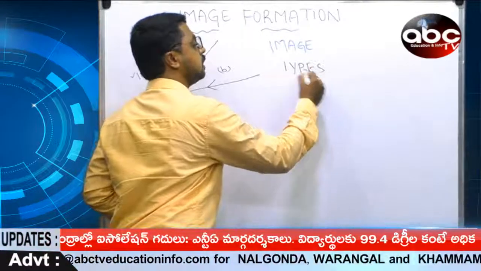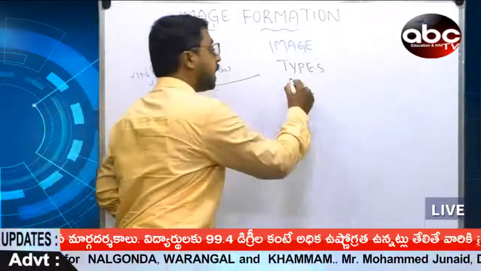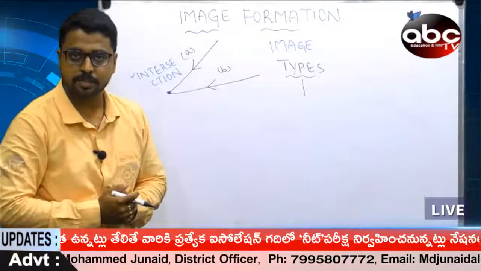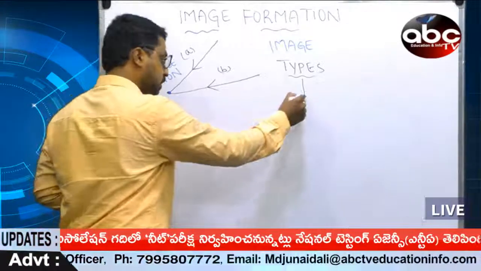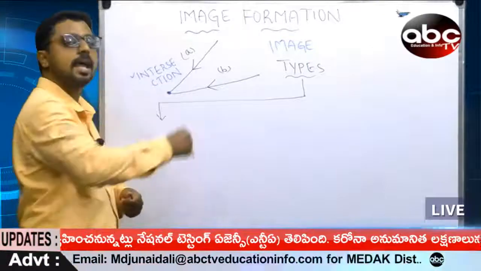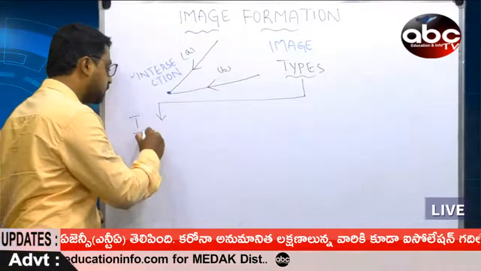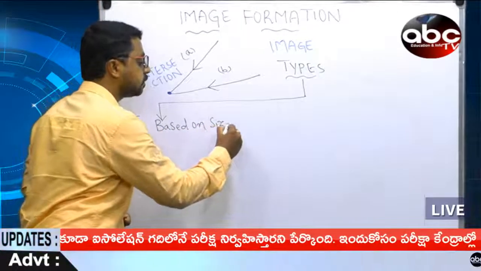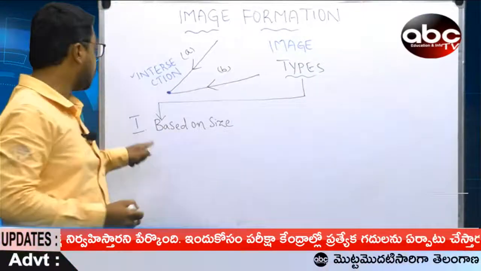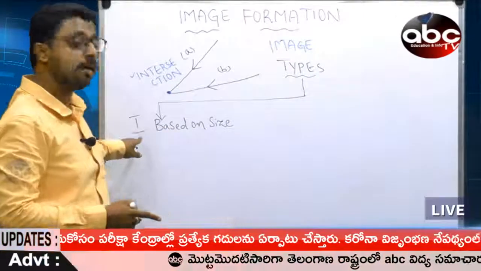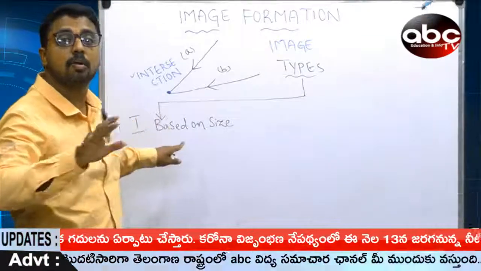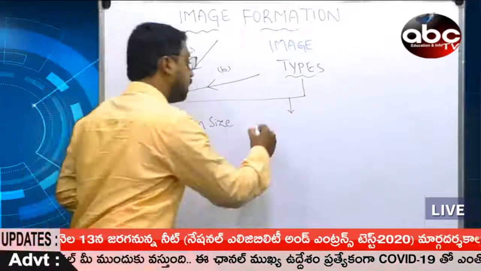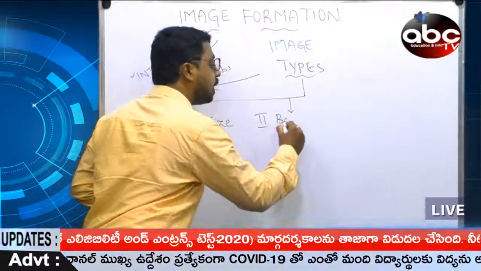This is called types. Types of images are classified based on different classifications. First, let us understand the first classification. The first classification is based on size. I have written here Roman numeral 1. It is not concluded; still more classifications are there. What are those? Let us learn.